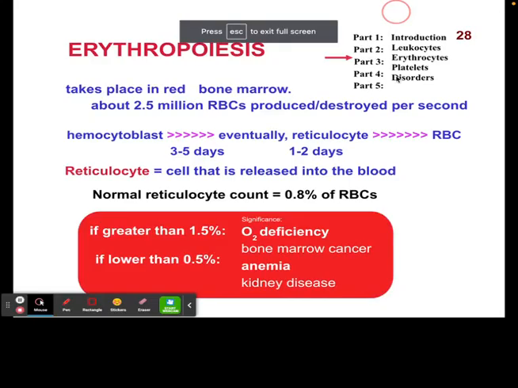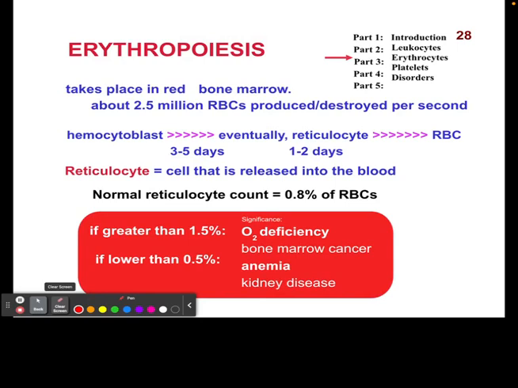All right, everybody, let's talk about erythropoiesis. So, erythro has to do with the red blood cells. And then poiesis, as we mentioned earlier, has to do with creating. So, we are going to create red blood cells.